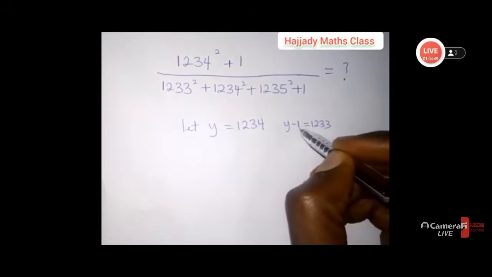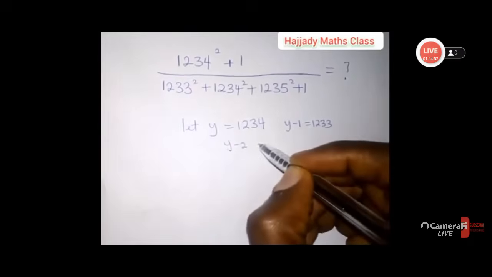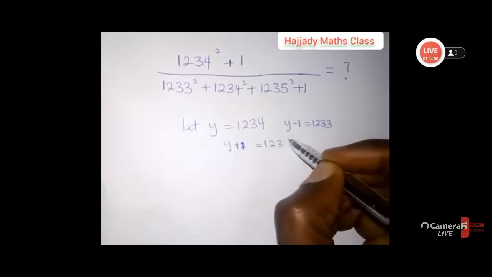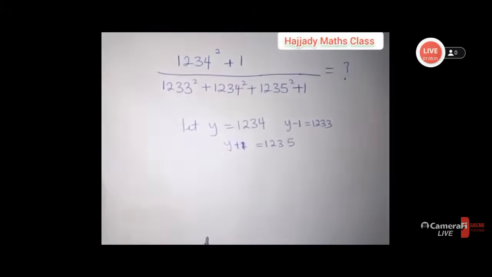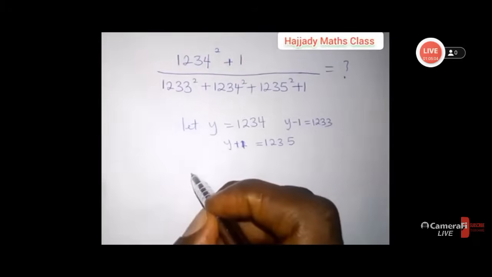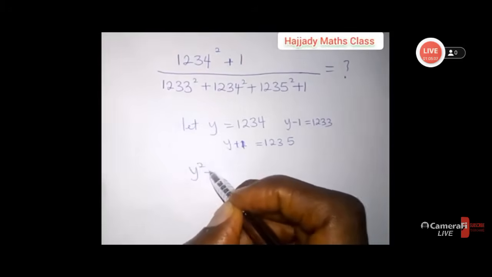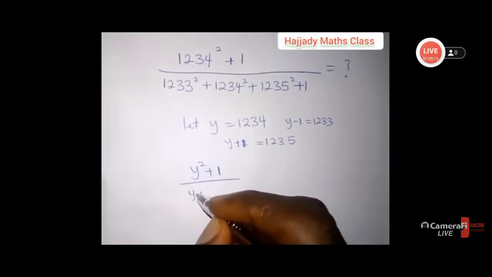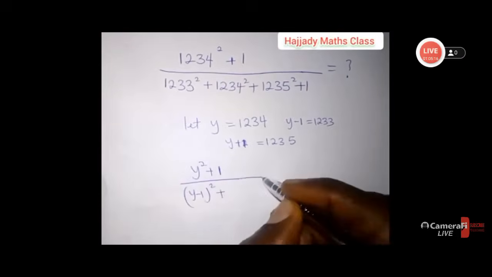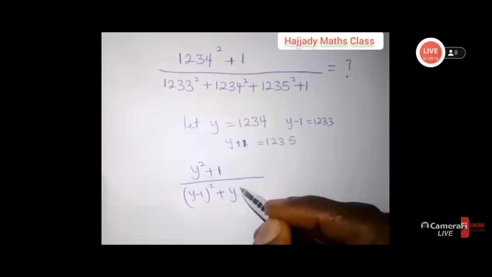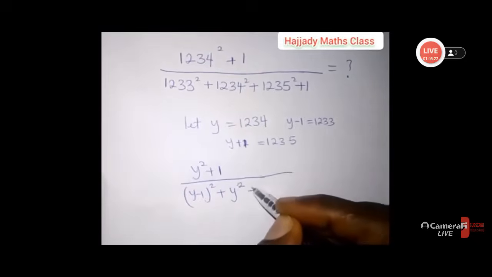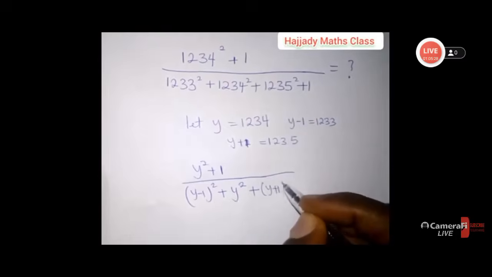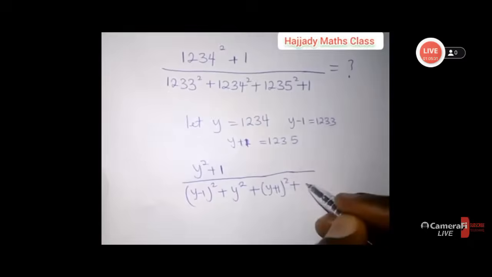That shows this decreases by 1. And when y increases by 1, sorry, that means we have it to be 1, 2, 3, 5. Now substituting this into the given equation that we have here, we have the numerator to be y squared plus 1, over the denominator, this is y minus 1 all squared plus, this is our y, we have y squared plus, this is y plus 1, okay? So we have this to be y plus 1 all squared plus 1.